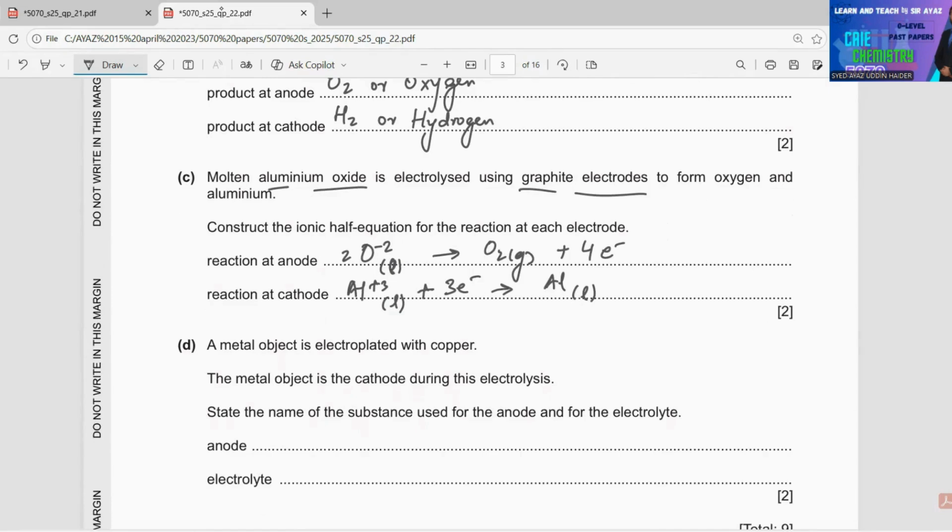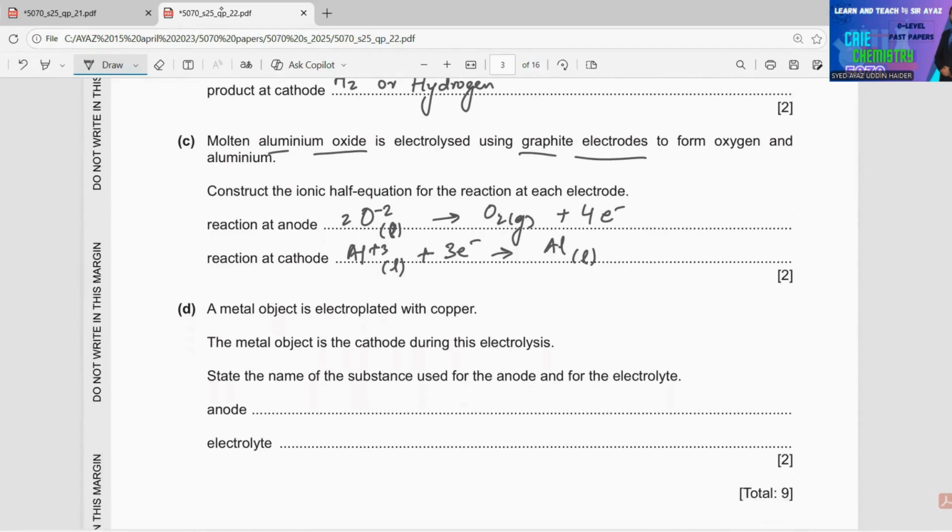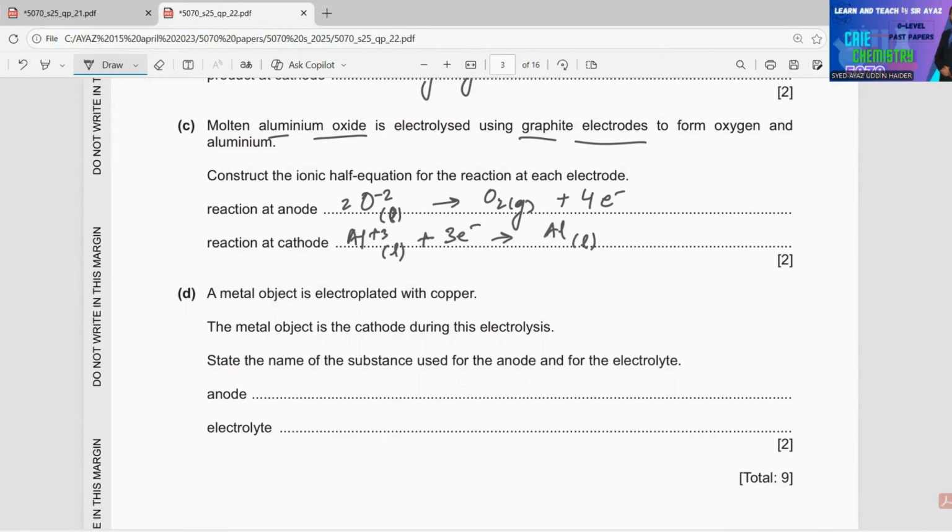The metal object is electroplated with copper. The metal object is the cathode during this electrolysis. State the name of the substance used for the anode and for the electrolyte. Now I want to electroplate an object with copper, so the anode must be of copper. For the electrolyte, you can have a salt or aqueous solution of copper, like copper(II) sulfate or copper(II) nitrate.